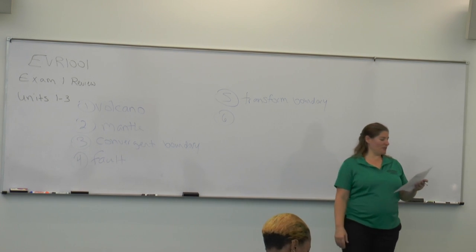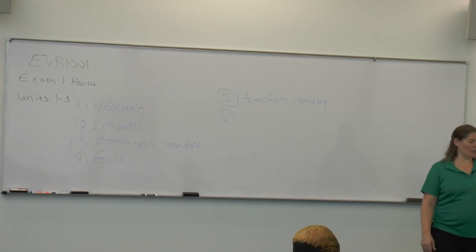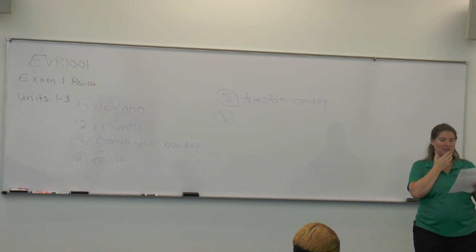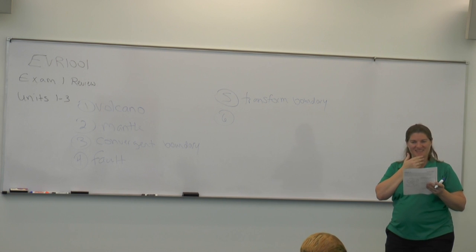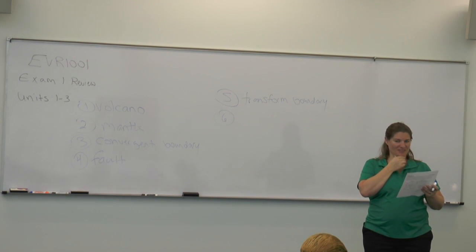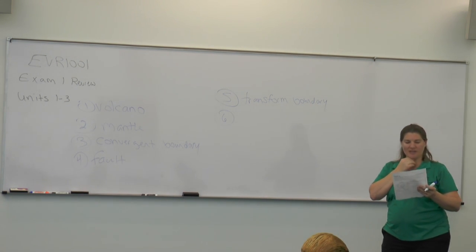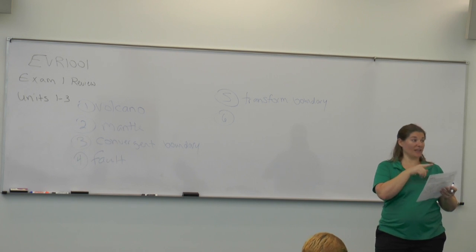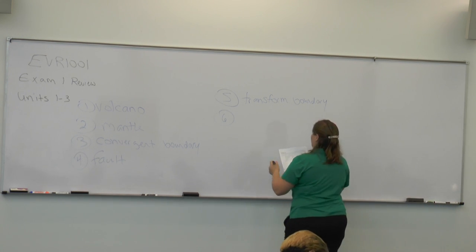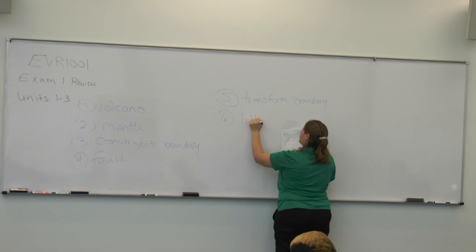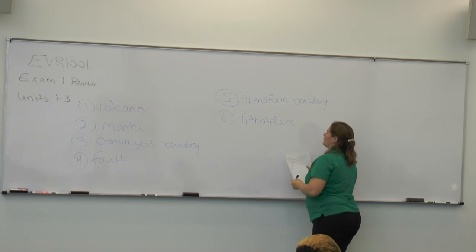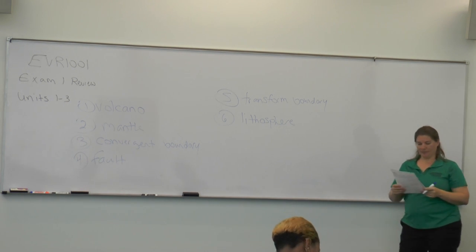Who knows the answer for number 6 then? The crust and the rigid upper part of the mantle make up what part of the Earth? Close. So there's the crust and the rigid upper part, so it's not the asthenosphere, it's what? The lithosphere. Yeah, so the crust and the rigid upper part of the mantle make up the lithosphere.